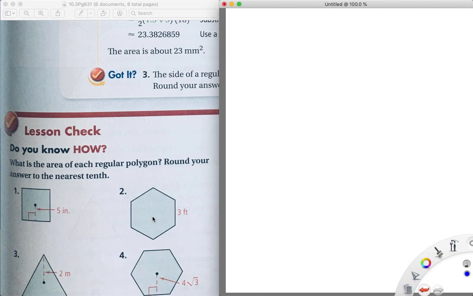We have for number 2, 1, 2, 3, 4, 5. This is a hexagon. We were given that the side is 3. We know that since it's a hexagon, the number of sides is 6. So I know that the perimeter is equal to the number of sides times the side. So in this case, it's 3 times 6. So my perimeter is 18.